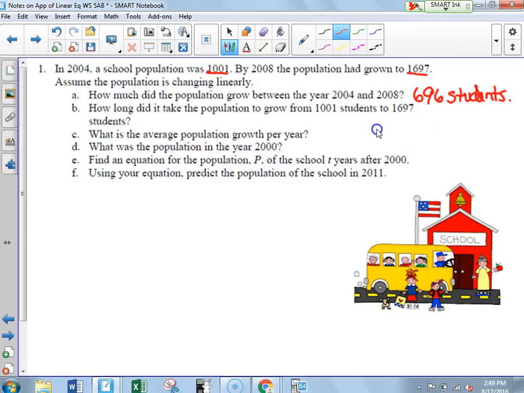Okay. How long did it take the population to grow from 1001 to 1697? 4 years. You guys are geniuses, see? What is the average population growth per year? 696 divided by 4, anybody? 174? Okay, label this time though. Students per year, good.